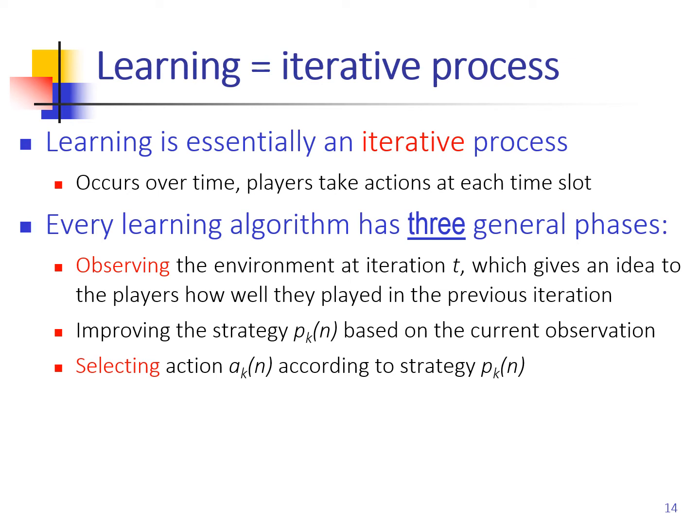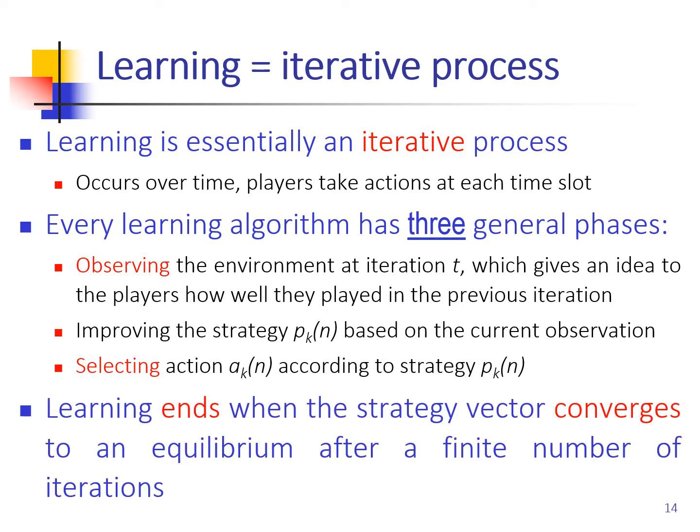Remember before we said that the action is not always synonymous with strategy. Well, here's an example. There's a mapping between actions and strategy here. Based on the strategy of a given player, you take a corresponding action, but they are not always identical. And finally, learning ends, or converges, when the strategy vector ends up converging to an equilibrium after a finite number of iterations. This is what we mean here by learning. Very simple, without any surprise for now.